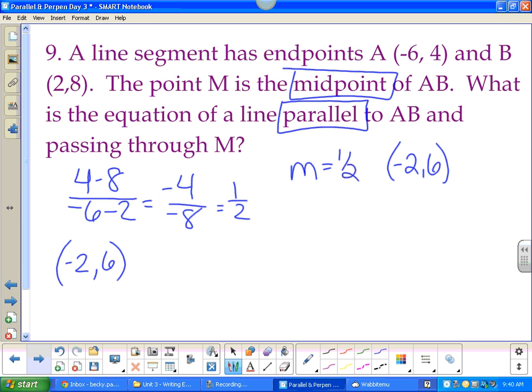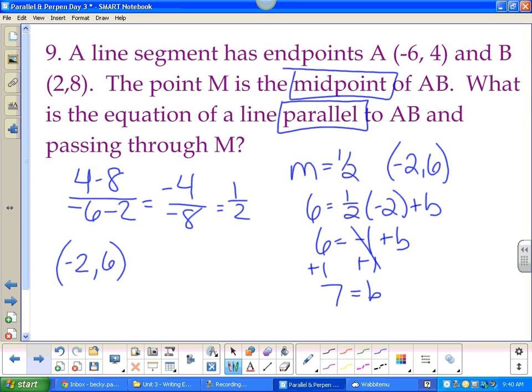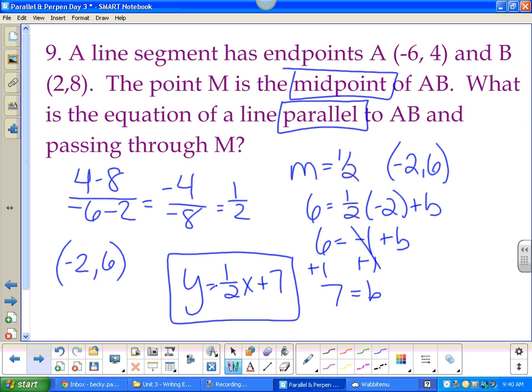So now I'll plug this all in to find my B. So then I take my slope and my y-intercept. Again, notice I did not change my slope because I'm parallel.